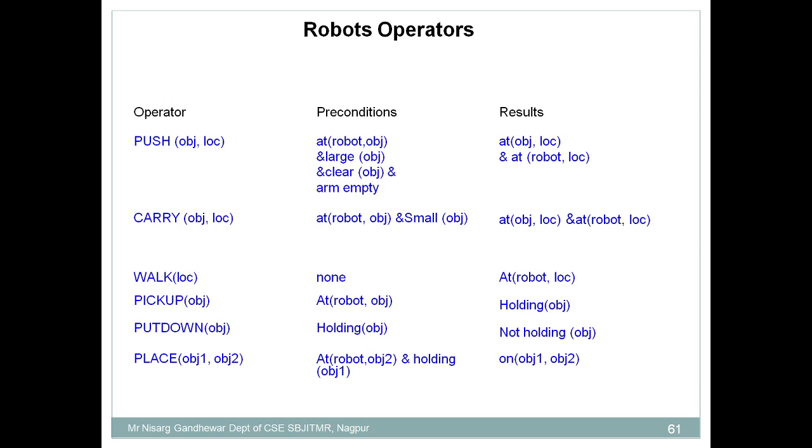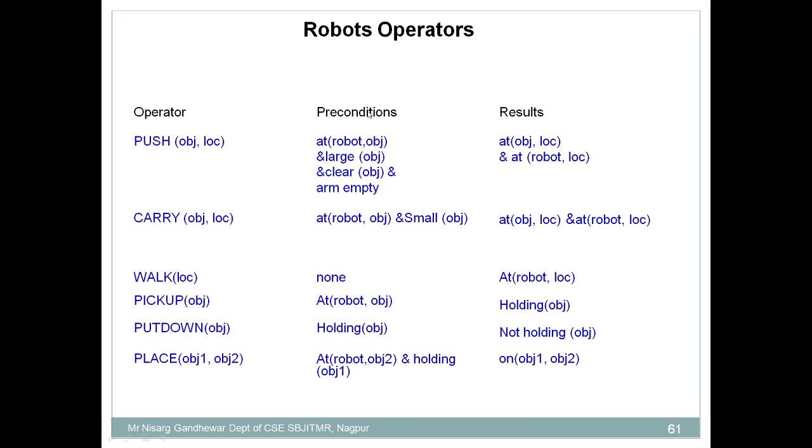And the fourth one is that the arm of the robot should be empty. Suppose a robot is carrying one object and we give a push operator to that robot, obviously that robot is not able to perform it properly. So for that purpose the condition is that the hands of the robot should be free. So these are the preconditions in order to apply the push operator, which accepts two attributes. One is an object and the second one is the location where we need to move this particular object.